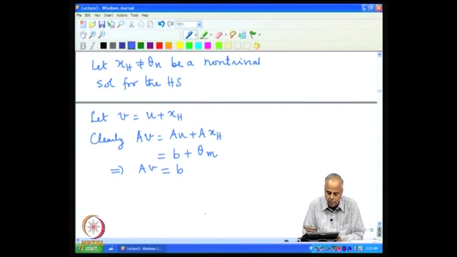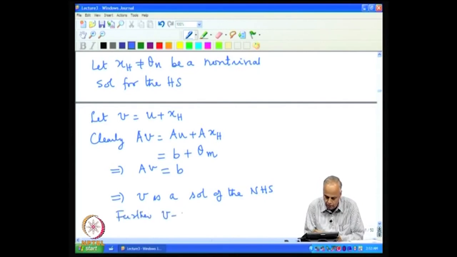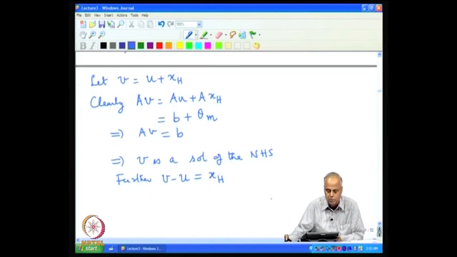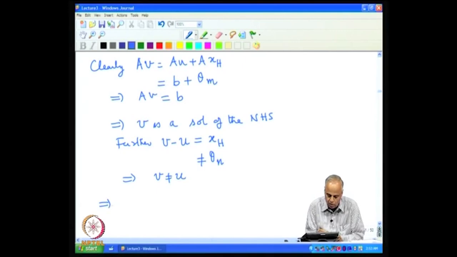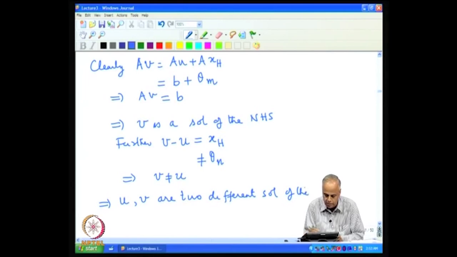What does it mean to say? It means to say that V is a solution of the non-homogeneous system. Further, V minus U is equal to X_h, because V is U plus X_h. But X_h is assumed to be a non-trivial solution, so X_h is not equal to theta_n, that says V is not equal to U. So V is a solution of the non-homogeneous system and it is different from the solution U, and therefore U and V are two different solutions of the non-homogeneous system.